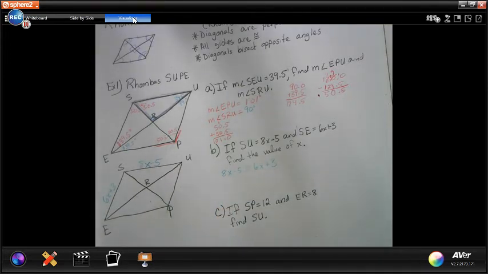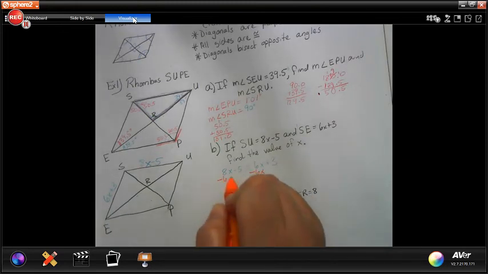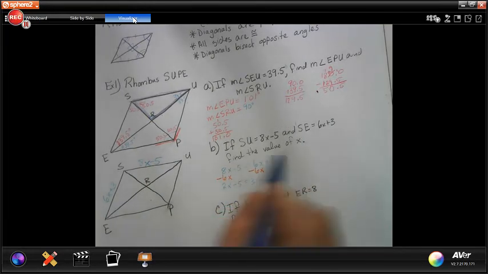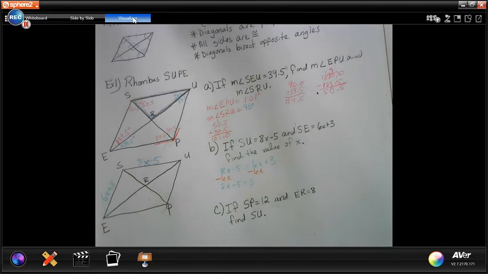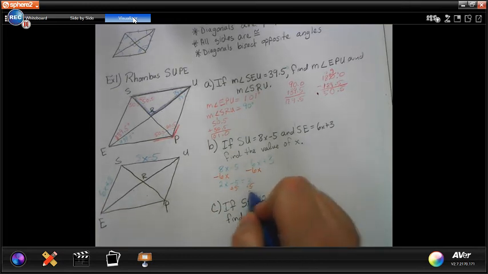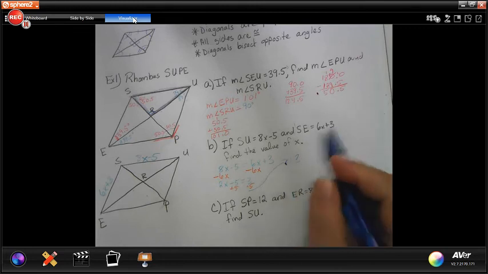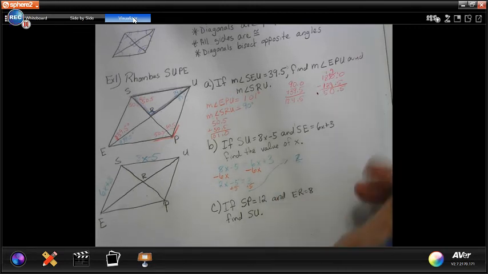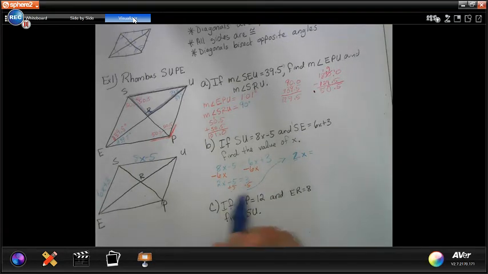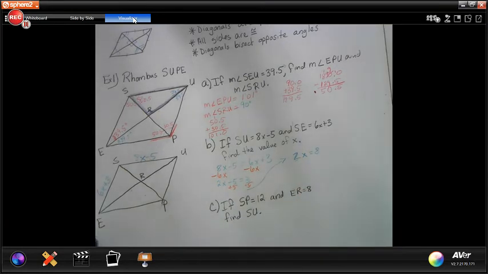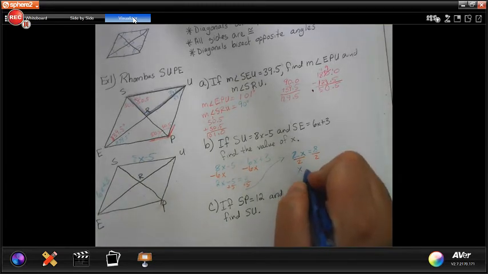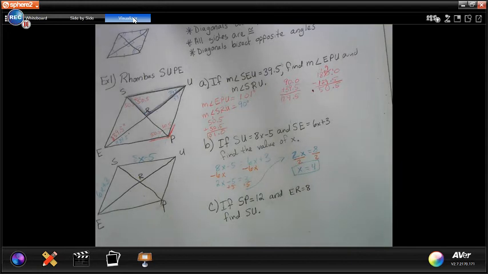We need to get all our x's together, so we have to do our inverse operations. We get 2x minus 5 equals 3. We need to get all of our whole numbers together. So I get 2x equals, this pencil lead tests my patience, 3 plus 5 is 8. So we get x equals 4, and we're done with that problem.